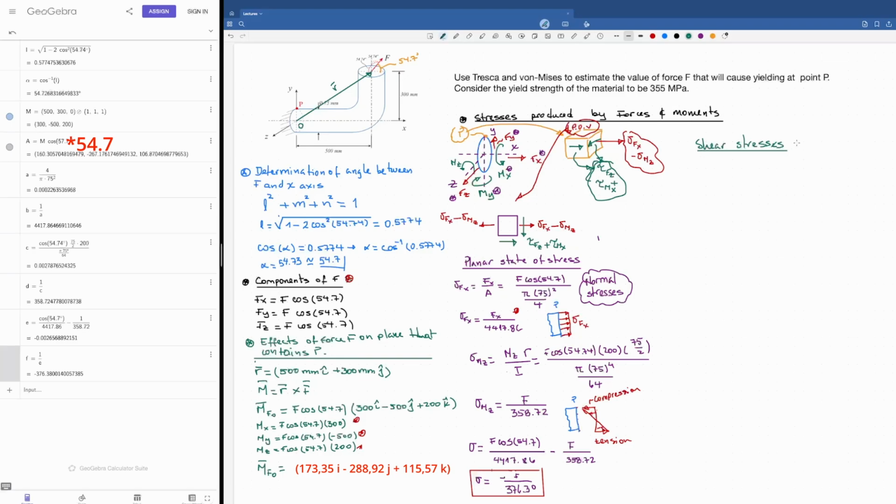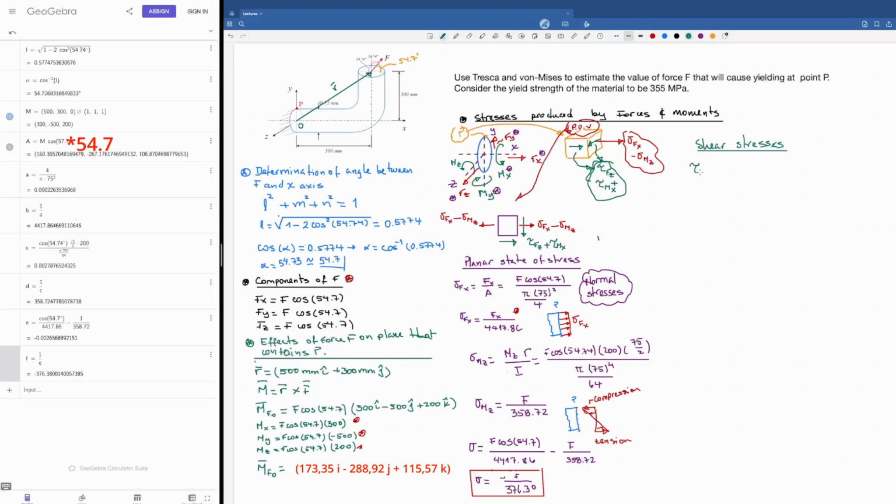Let's calculate first the stress caused by the force. We said that the force that was going to create shear stress in this direction was going to be the force Fz, because when I draw this shear stress distribution on this section, in the middle there's going to be the maximum value. That's why we said that this is going to have a proper value.